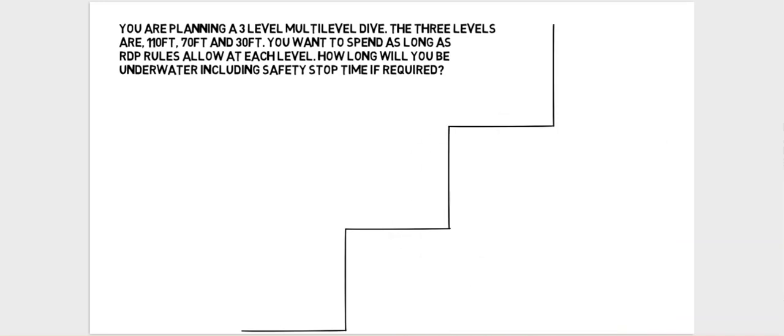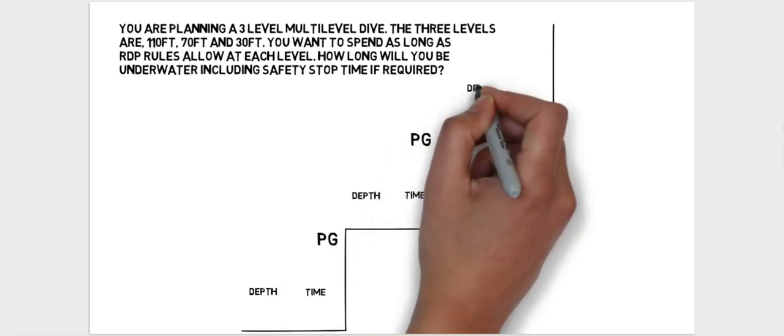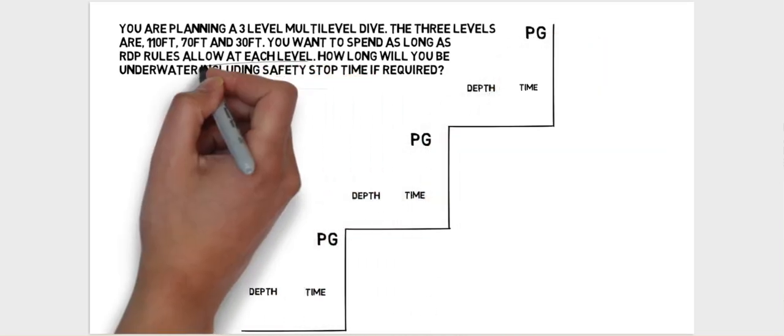So I'm going to draw out my multi-level diagram, which I taught you in tutorial video 5. On this diagram, we put the depth and the time of the first level. And then as we ascend from that first level, we would be in a given pressure group. We can then enter in the depth and time of the second level and the pressure group, and the depth and time of the third level and pressure group.